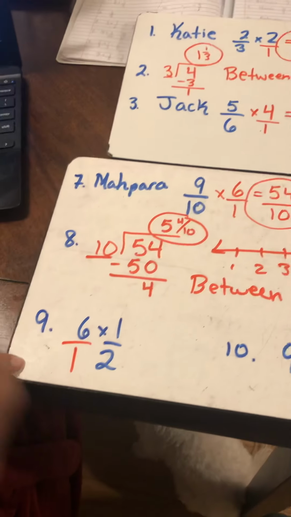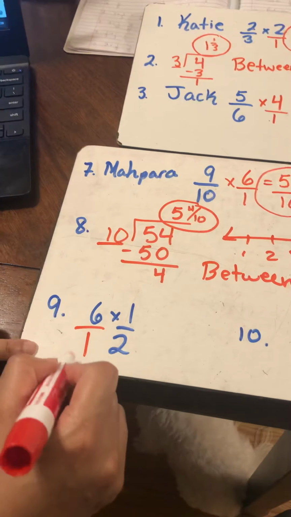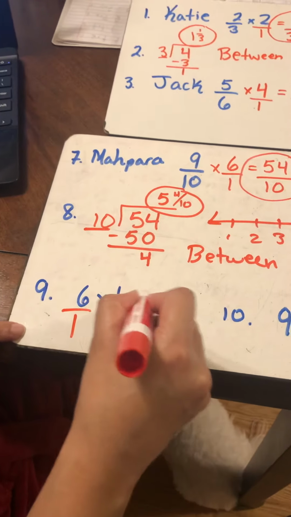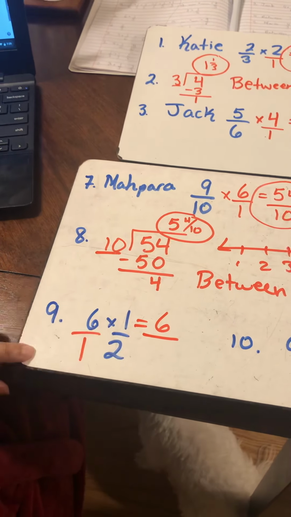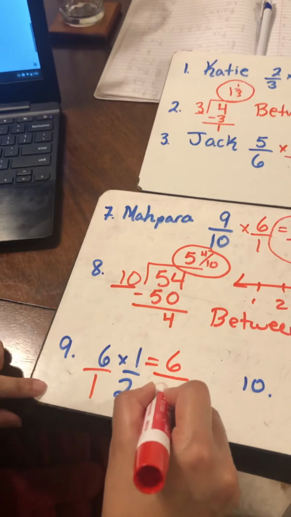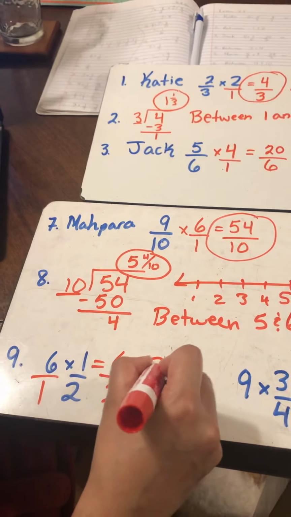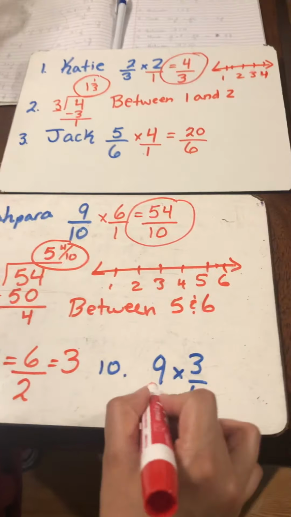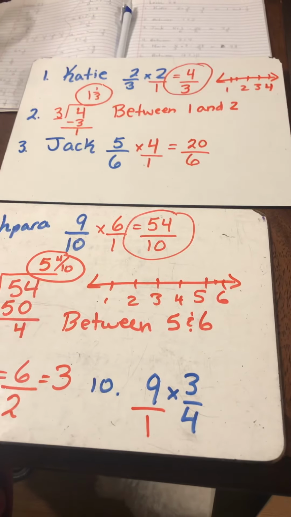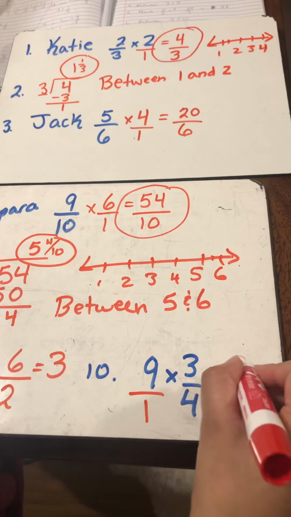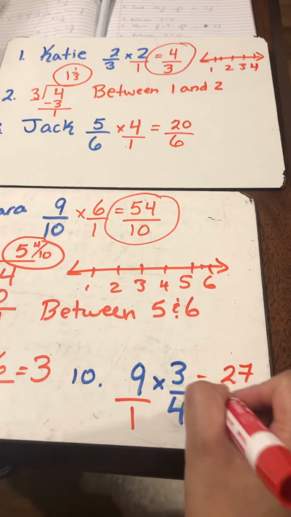And then number 9, just solve. I put a 1 underneath the whole number, multiply the numerators. 6 times 1 is 6, and then multiply the denominators. 1 times 2 is 2. Some people said 3, and that's correct as well. Okay, and 9 times 3/4, I put a 1 underneath the 9, multiply 9 times 3, 27, and multiply 1 times 4 is 4.